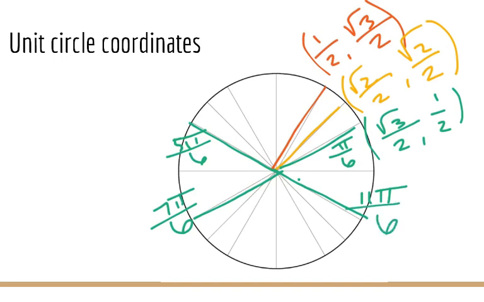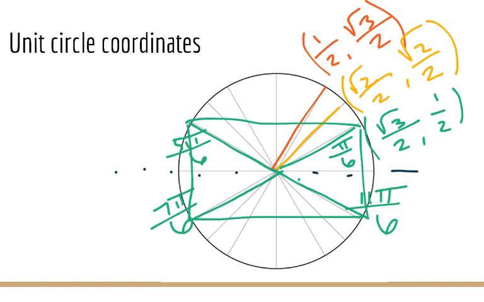So all the ones over 6 were closest to the x-axis. And the cool thing is all of these ones, and I'll draw my little rectangle again, they're all going to have the exact same coordinates as this one. So once you've memorized one of them, you have the rest of the ones that correlate to it all across the unit circle.